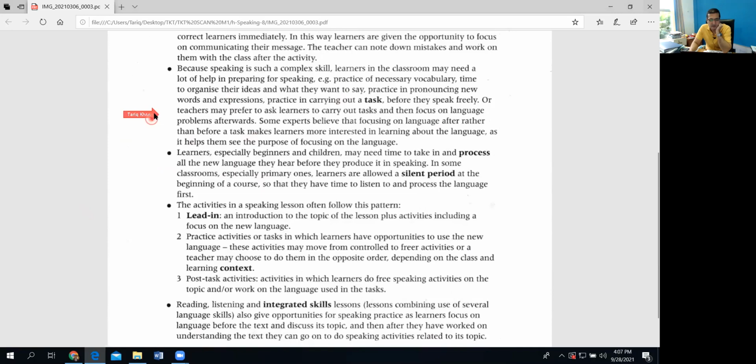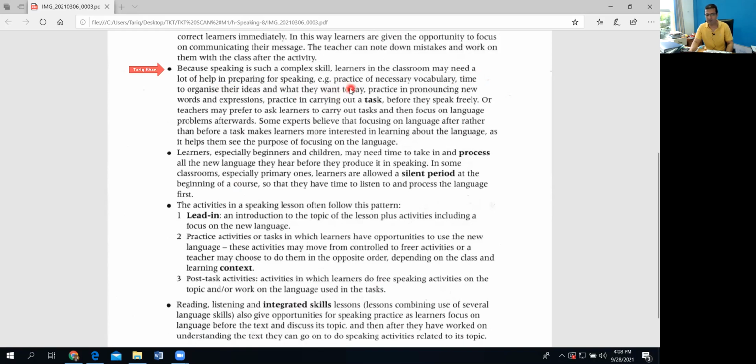Right. Because speaking is such a complex skill, learners in the classroom may need a lot of help in preparing for speaking. As you have seen, so many things are involved in speaking as compared to the other skills of the language. So the learners have to do a lot of things in order to improve their speaking, or preparation they do.